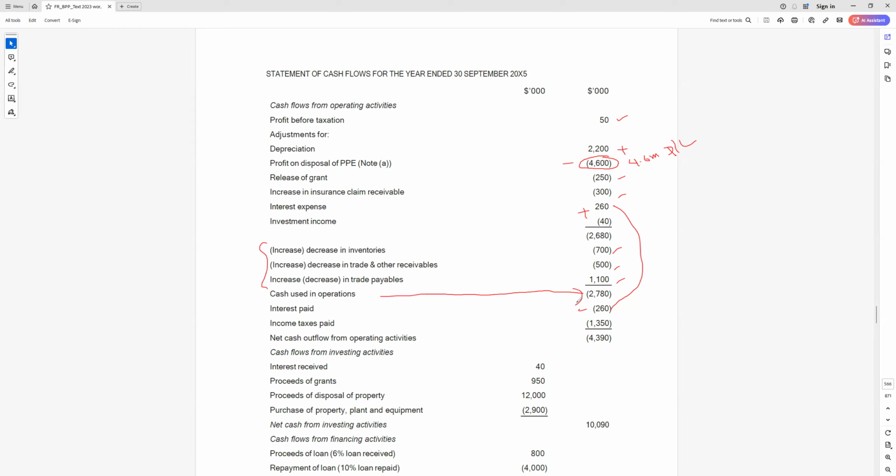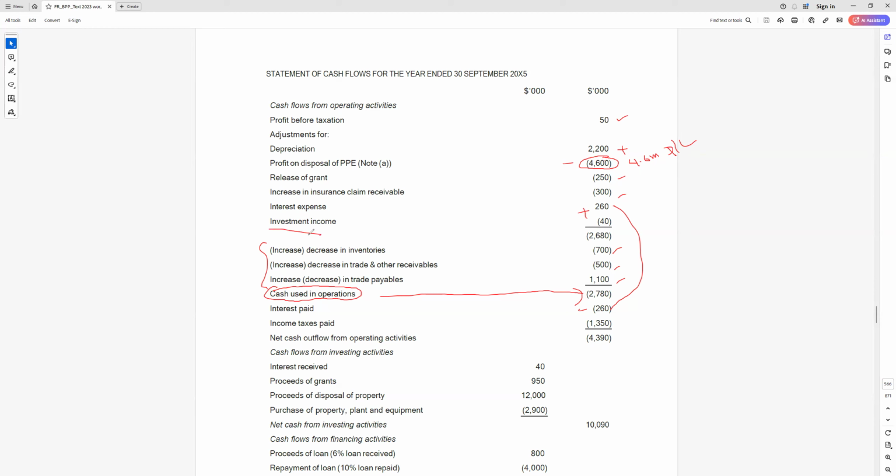This is very important. So how much cash we used in the operation, that means how much cash we used on our operating activities, that is 2.78 million. So 2780 we have used on the business in the operation after adjusting everything. So if something is not relevant, we have to adjust it. So depreciation add back, profit on disposal, we need to take away, release of grant, take away, insurance claim receivables, take away, interest expense, add back, investment income, minus. Investment income is relevant to the investing activities, it is not relevant here. So we need to minus it.